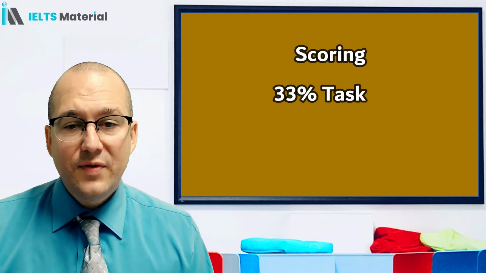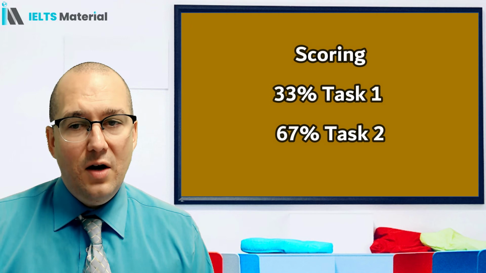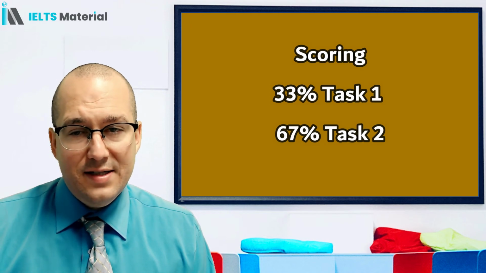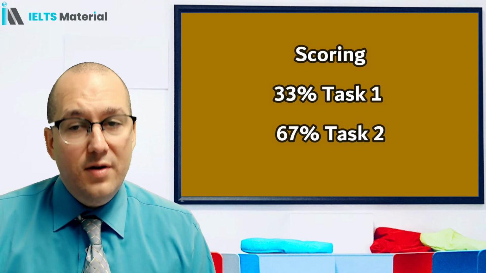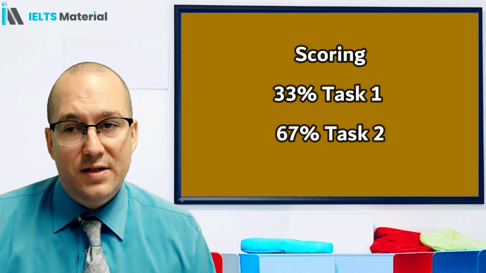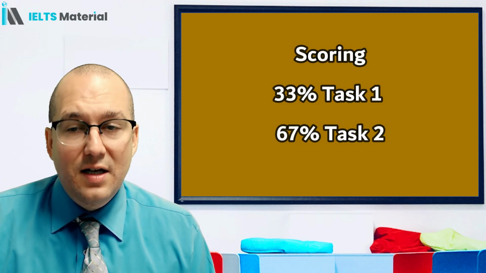All right, let's move on to talk about the scoring. Now, earlier I mentioned that you should spend less time on Task 1. Well, that's because Task 1 is worth 33% of your overall writing score. But let's go into more detail about this now.